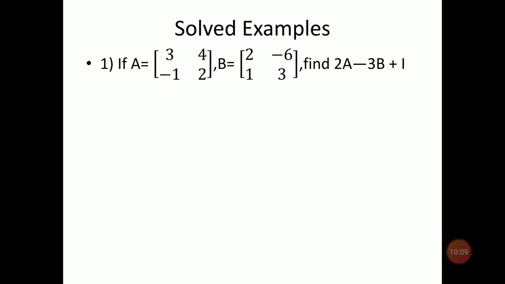So here A is a matrix of order 2 by 2, B is a matrix of order 2 by 2. Then what we have to find out? 2A minus 3B plus I. So we have to calculate 2A minus 3B plus I.